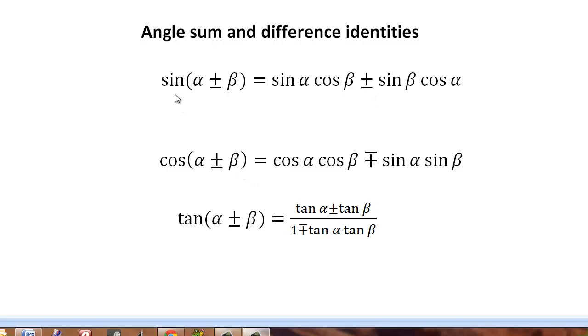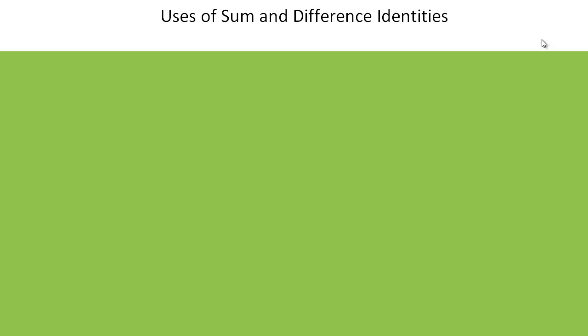That becomes important when you're talking about cosine, because notice the cosine of alpha plus beta, if you recall, is the cosine alpha cosine beta minus sine alpha sine beta. Same thing for the tangent. Just watch those signs. So here are some uses of those sum and difference identities, and we're going to look at an example of each.